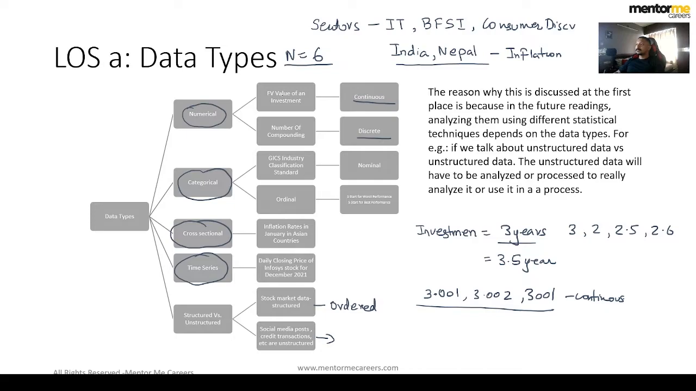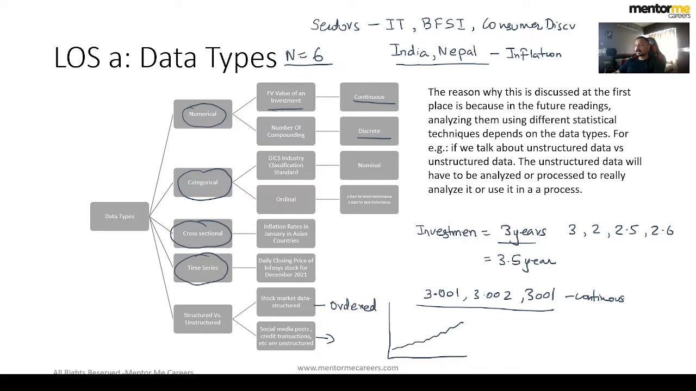So when you are finding a future value of an investment, you can't really say that it is going to take discrete values, because the value can be in fractions and continuous. I mean, it can just be linear, right? When you're trying to find out the future value, it can take any value. So that's the difference between continuous and discrete.